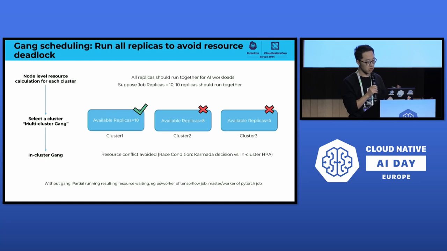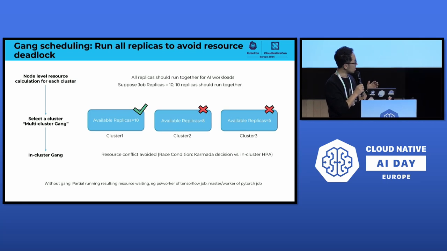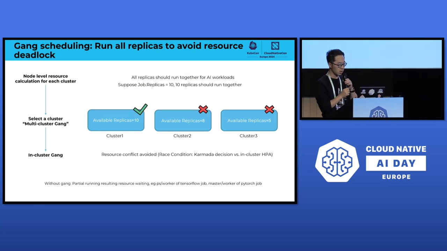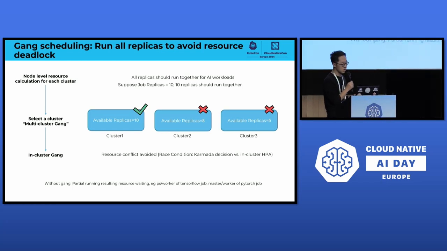And when it goes into a certain cluster, some race conditions might still occur. For example, Karmada made the decision at a certain point in time, but in the next cycle, the HPA controller in the cluster scaled out some other workloads. Then it becomes a conflict, right? You might not have enough resources to run it. So the in-cluster gang scheduling is still guaranteed by Volcano.